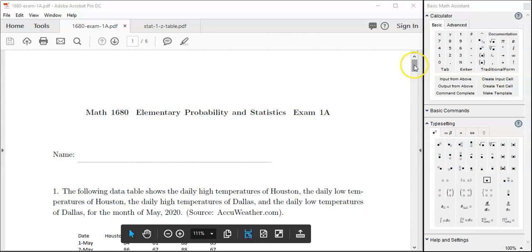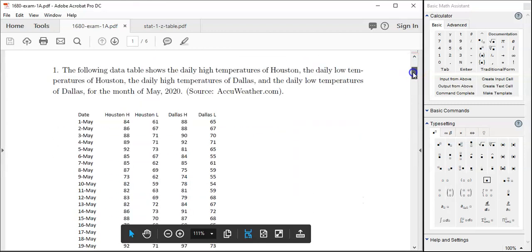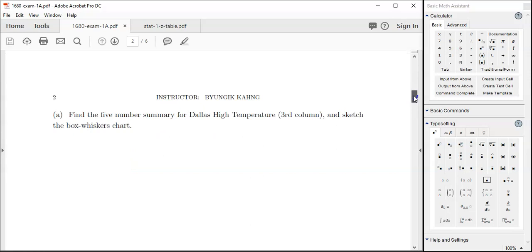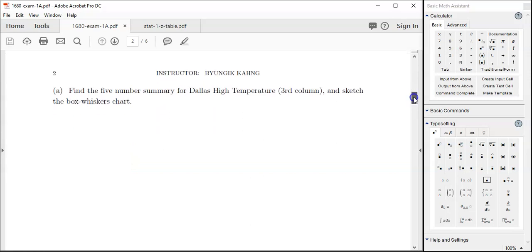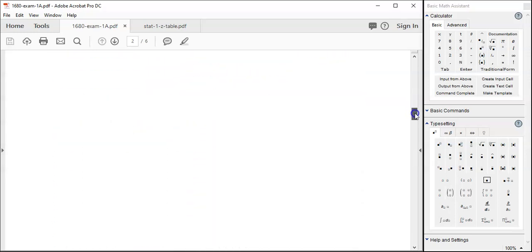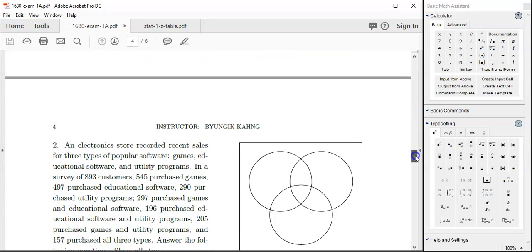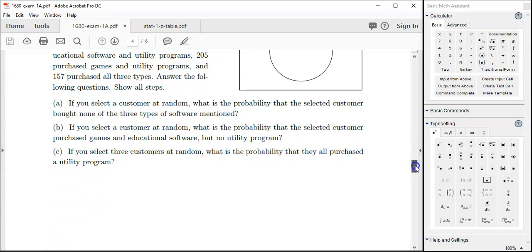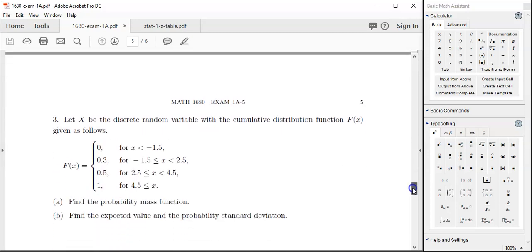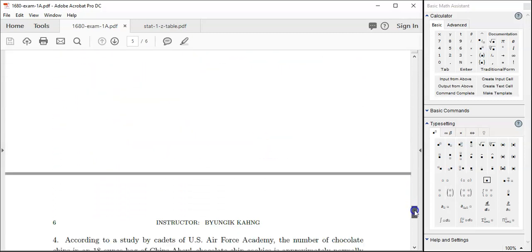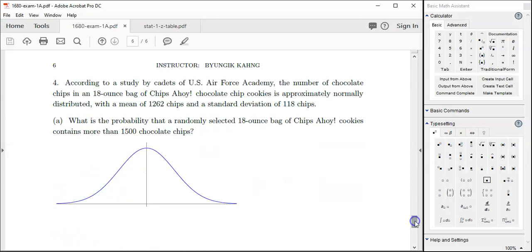The problem goes like this. I gave you a data set for problem number 1, which covers descriptive statistics, box whiskers chart, histogram, and regression. Then problem number 2 has a Venn diagram and probability. Problem number 3 is discrete probability distribution. And finally, number 4 is normal probability distribution.